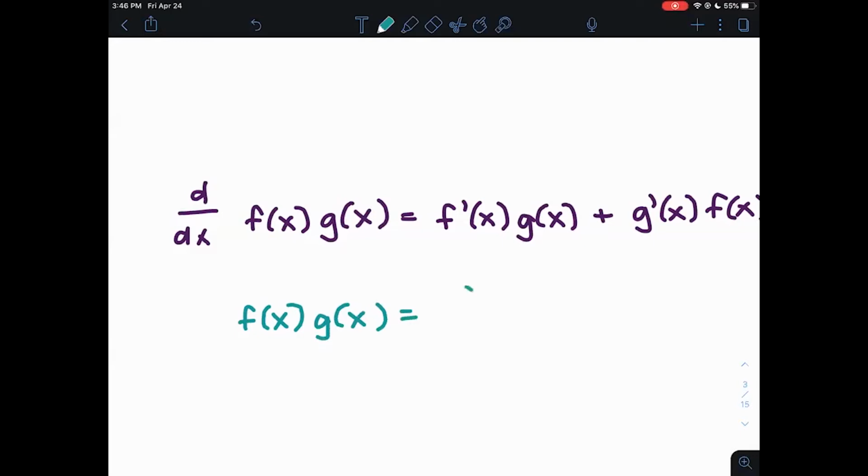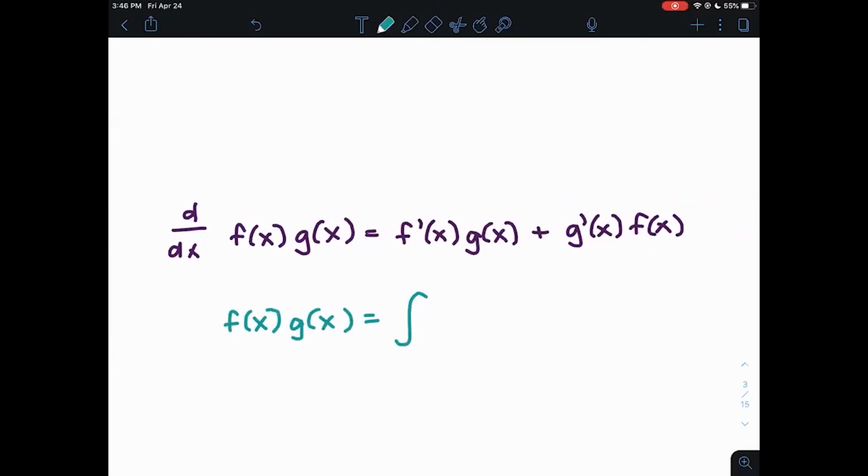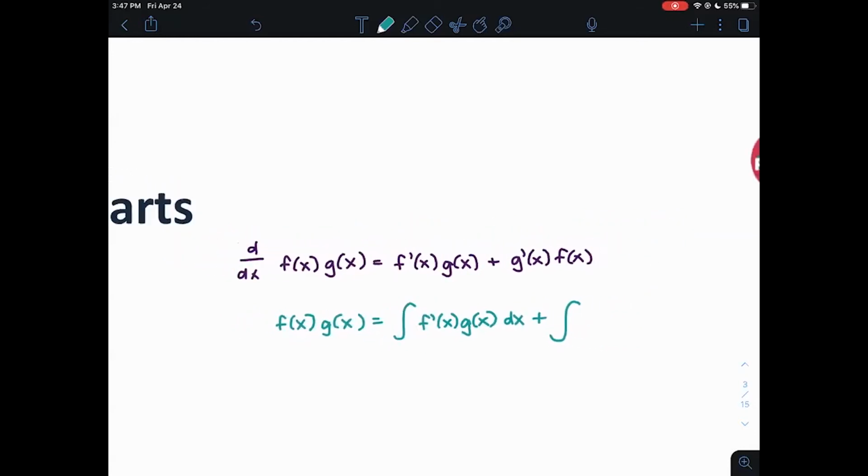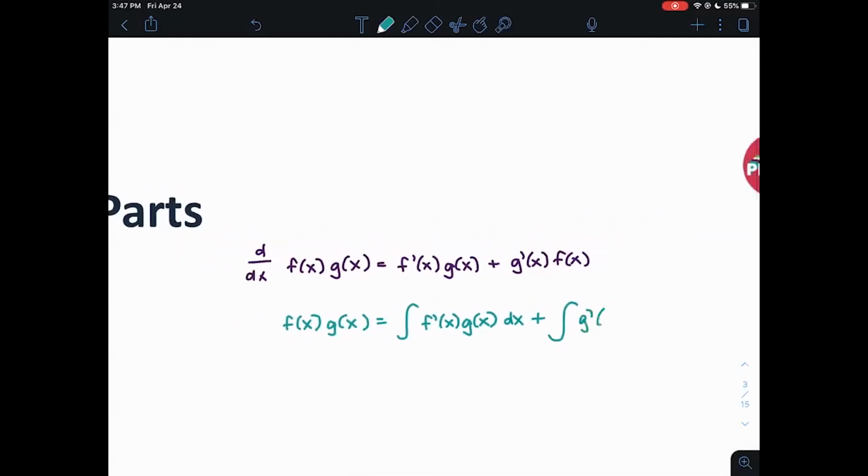But on the right side, I will have the integral of f prime of x times g of x with respect to x, plus the integral of g prime of x times f of x dx. Again, just integrating both sides.